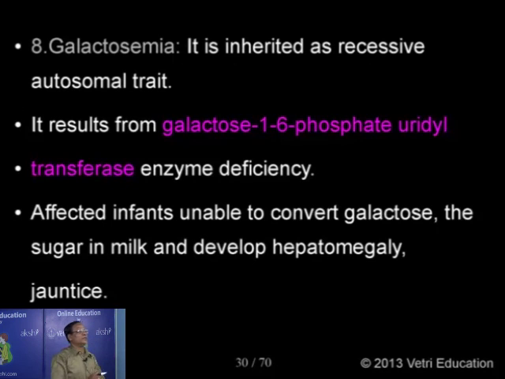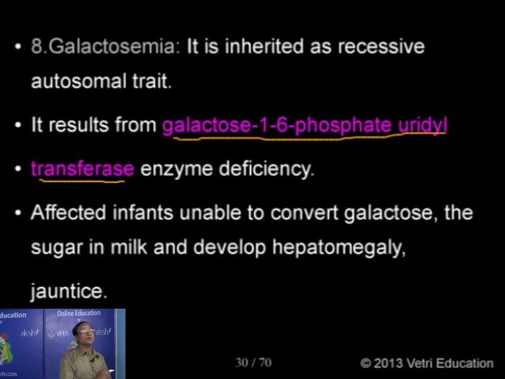Now galactosemia. It is also an example of a disorder inherited as a recessive autosomal trait. And it is again because of the absence of a particular enzyme, an inborn error of metabolism: galactose 1-phosphate uridyl transferase. The enzyme is responsible for the breakdown or conversion of galactose, the milk sugar.